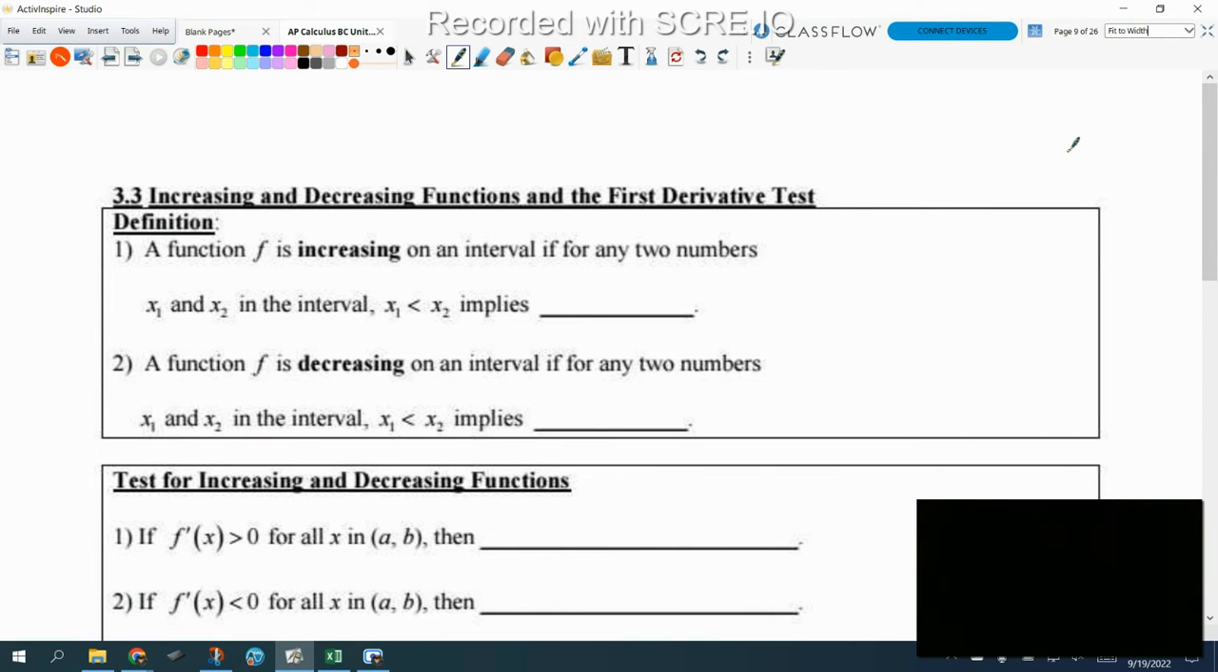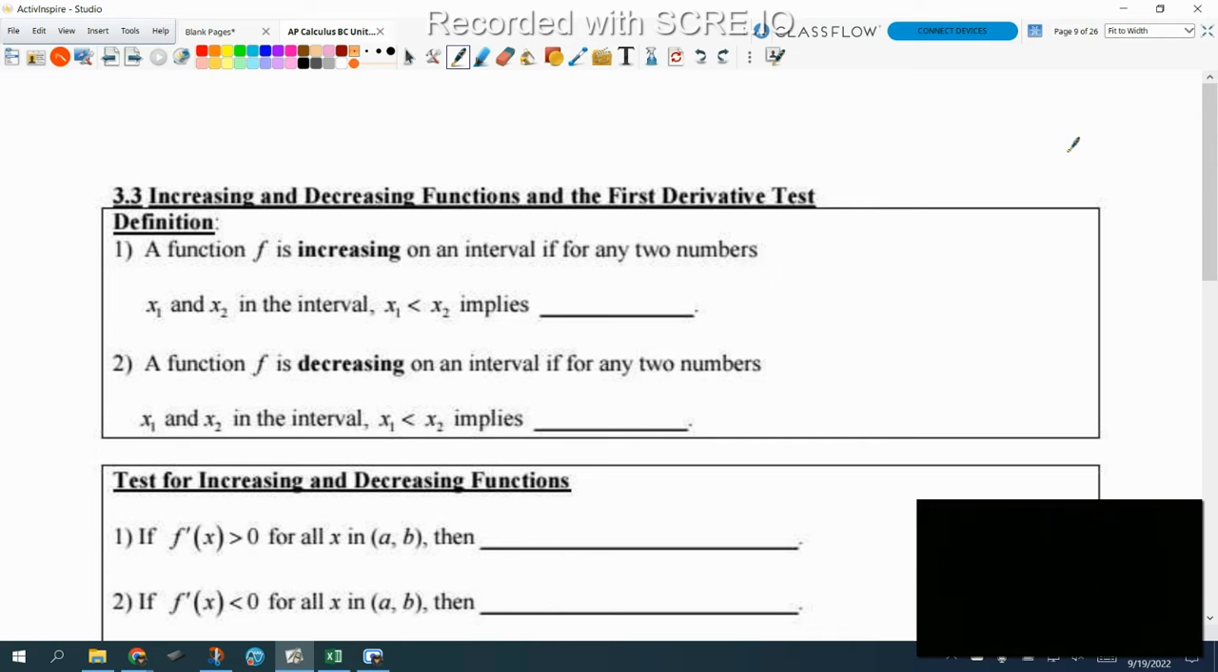All right, for this lesson, we are going to look at how to determine where functions are increasing and decreasing. And we're also going to use the first derivative test to identify where maximum points and minimum points occur on the function, relative maximums, relative minimums.